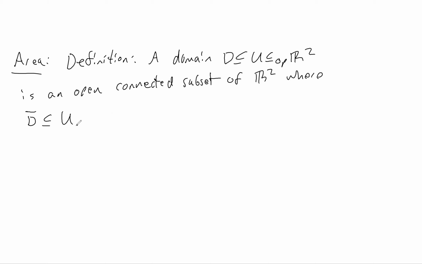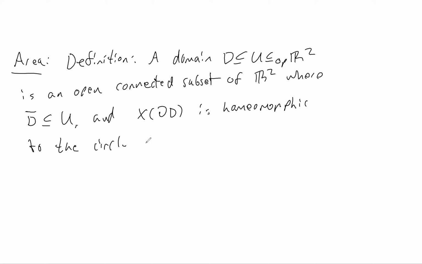Where the boundary of D is the image of the boundary of D, is homeomorphic to the circle and differentiable.